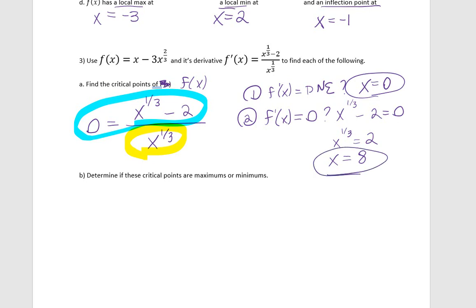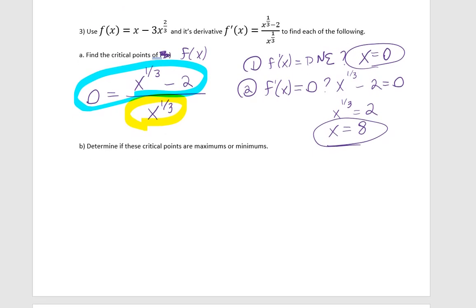Just to give you an overview: when you're looking for when the derivative does not exist, basically the only time you're going to be looking at that is when you have a denominator, and you're going to take the denominator and set it equal to 0, since you are never, ever, ever allowed to divide by 0. To find when the derivative equals 0, you're going to set it equal to 0. Now, if the derivative is a fraction, all you have to worry about is setting the numerator equal to 0.